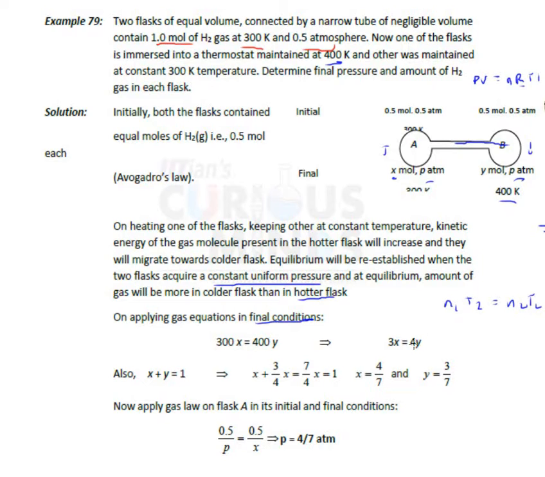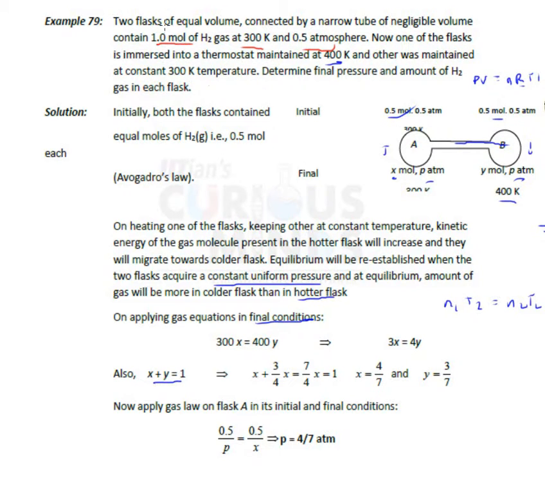So x is nothing but you can see it is 4 by 3y, and we know that x plus y is equal to 1, right? Because moles दिया है ना, it is 1 mole of H2 gas. So x plus y is 1 and y is 3 by 4x. So x plus 3 by 4, oh, I'm sorry. This x plus y is equal to 1. The one is total moles. This is 0.5. This is 0.5, right?